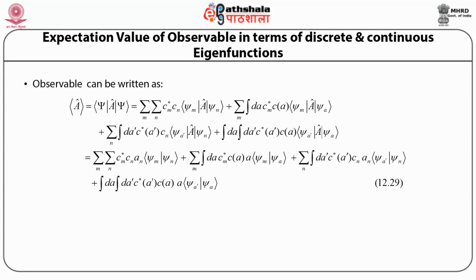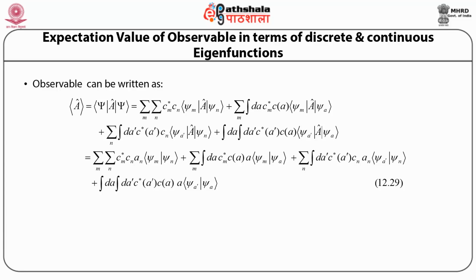The expectation value of operator A is equal to summation over n, m Cm star Cn into the scalar product of psi m with operator A acting on psi n, plus summation over m integral dA Cm star C of A into the scalar product of psi m with operator A acting on ket psi a, plus summation over n integral dA prime C star of A prime into Cn into the scalar product of psi A prime with operator A acting on psi n, plus integral over dA prime C star of A prime into C of A into the inner product of psi A prime with the operator A acting on ket psi a.